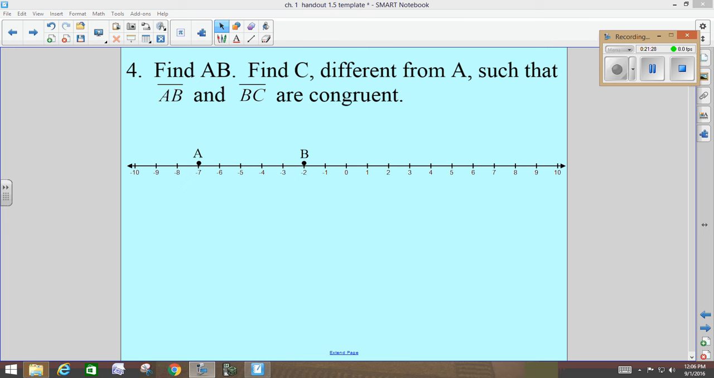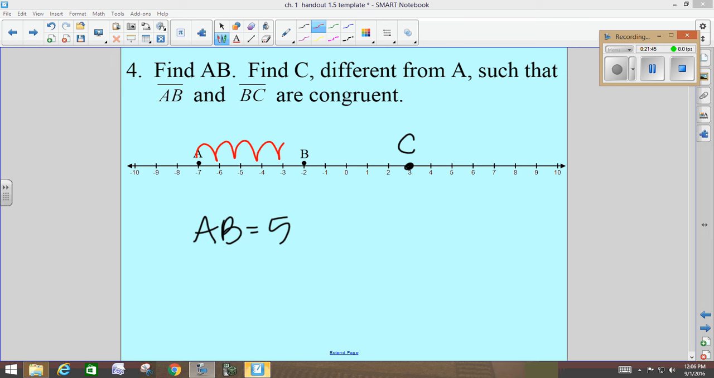Devin, number 4. What'd you get for the length of AB? 5. Good. And then Devin, where did you put C on the number line so that AB and BC were the same length? Good. At 3. That's where you want to put C. When you count this, 1, 2, 3, 4, 5, the length is 5, so you need to go 5 more so that they're congruent. Good, Devin.